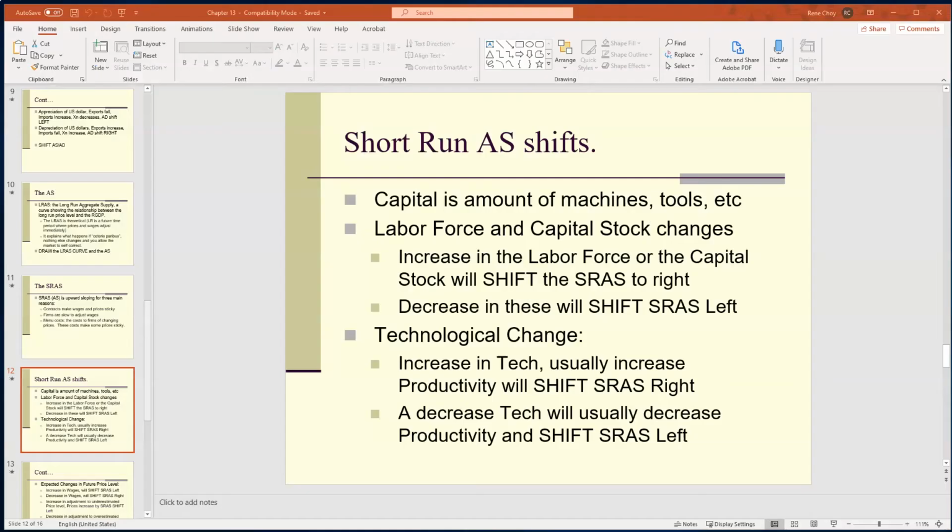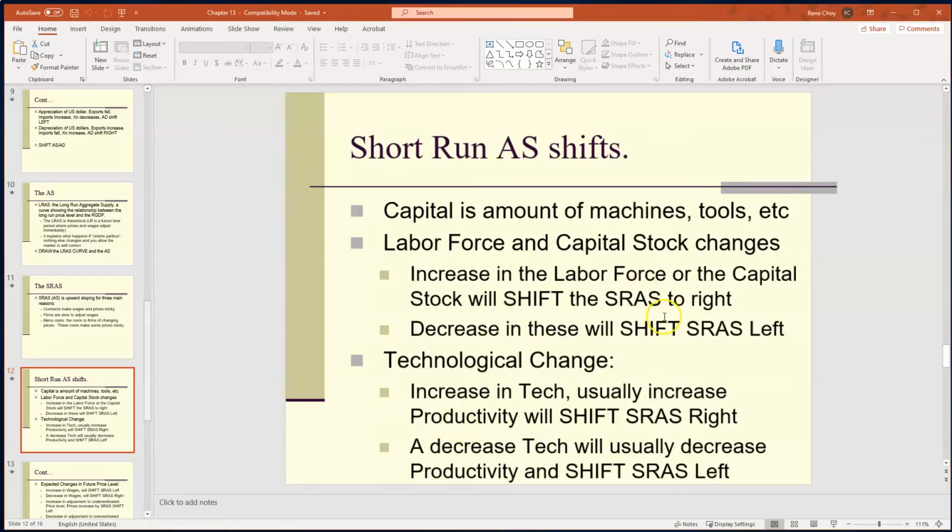All right, so let's go over that list of shifts. Changes in the labor force and capital stock can change the aggregate supply. An increase in the labor force or in capital stock will shift the short-run aggregate supply to the right. A decrease in those will make a shift to the left. Increasing the level of technology makes you more efficient, so it increases productivity and the short-run aggregate supply shifts to the right. A decrease in technology will make it shift to the left.